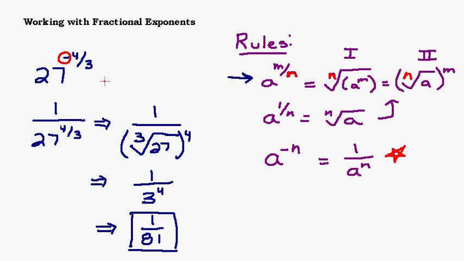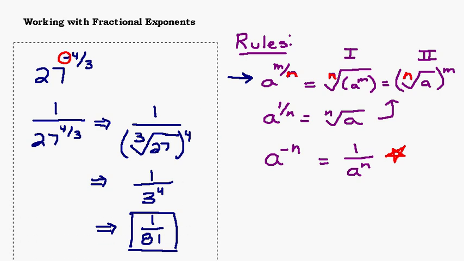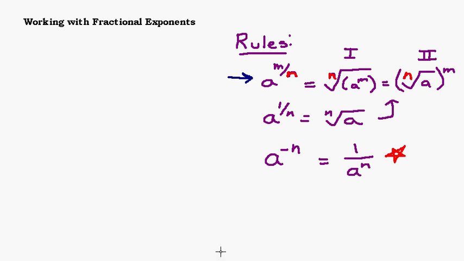Alright, let's look at one more last example here, and then maybe give you one of these to try. Let's say we have something like, let me change back to blue here, we have a fraction, 125 over 8, to the negative 2/3 power.